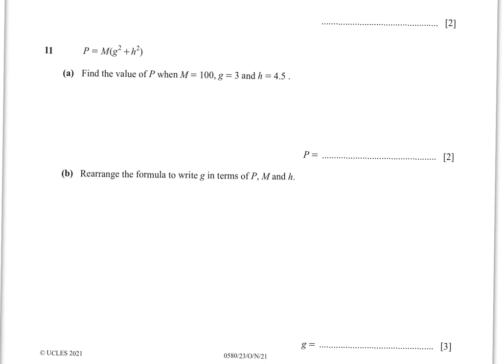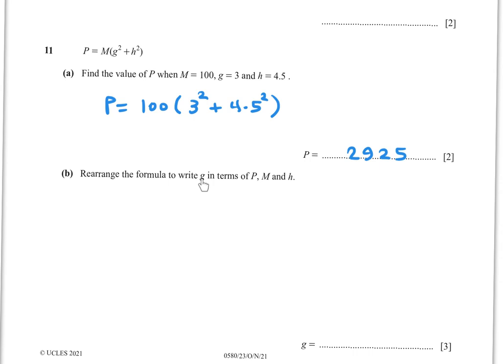Number 11, b equals m times g squared plus h squared. Find the value of b when m is 100, g is 3, h equals 4.5. So substitution: b equals m, 100, bracket g squared, so 3 squared, plus h squared, so 4.5 squared. Then find the answer, 2925.